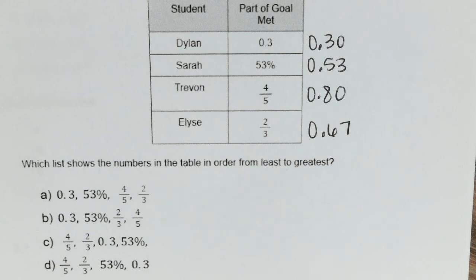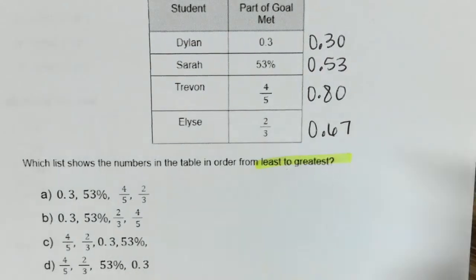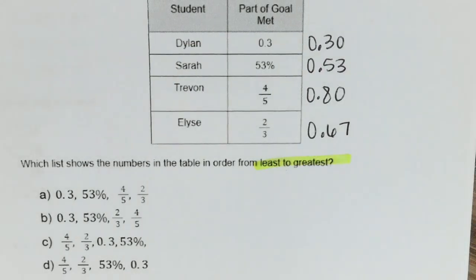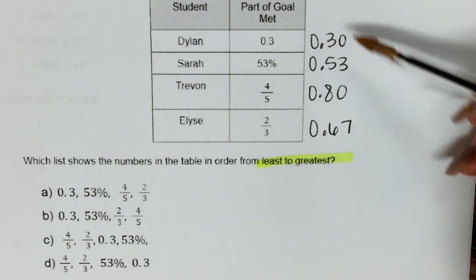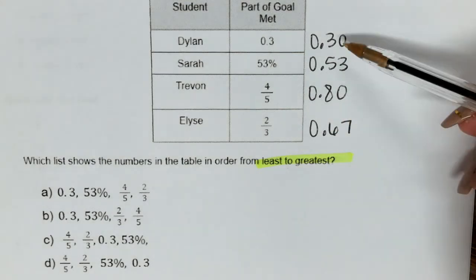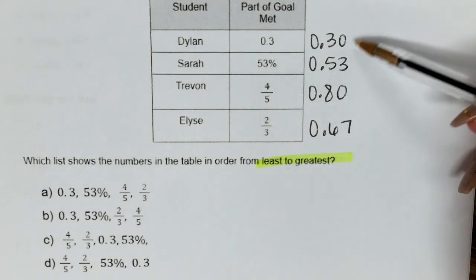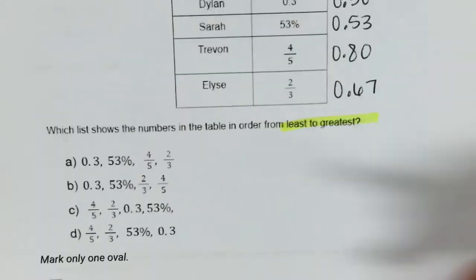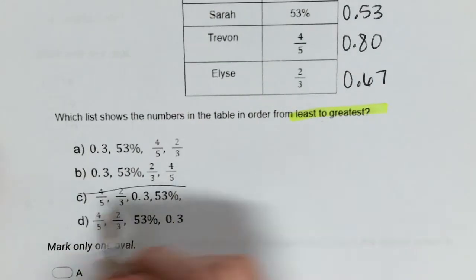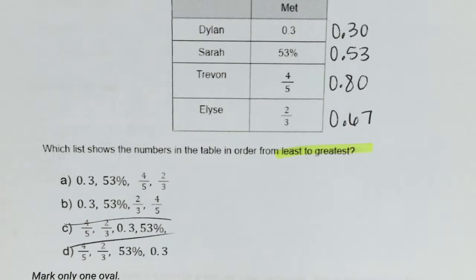This is now a third grade question. They want me to order them from least. Least means the lowest. There's no negatives. So this is third grade. Which one of these is worth the least amount of money? Come on, guys. 30 cents. So 0.3 has to come first, so C and D are out. So I got this one.